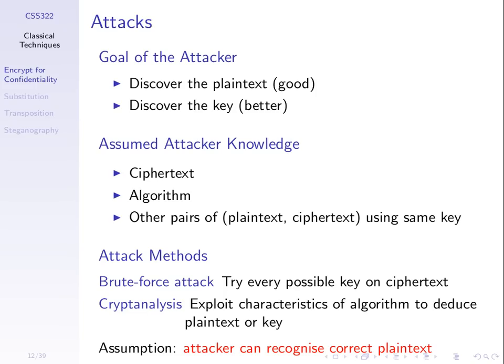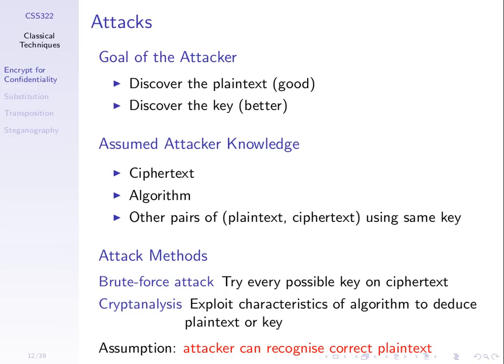So the methods the attacker has: brute force, try all keys. It almost always works if you've got enough time and enough computer resources. Think of that as the dumb approach, just try them all. Then the other approach is cryptanalysis. Use a little bit more intelligence. Consider the algorithm, consider the structure of the ciphertext, and try and use those characteristics to work out what the plain text or key is. So some analysis. And we've seen a quick example of brute force attack on Caesar cipher, just tried all 26 keys. We'll see an example of cryptanalysis shortly.